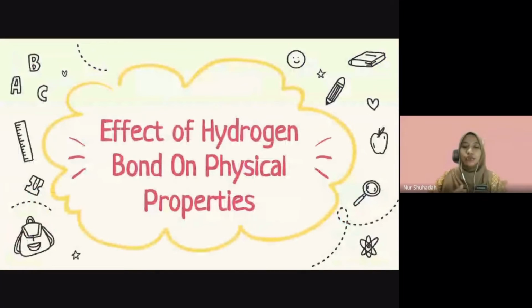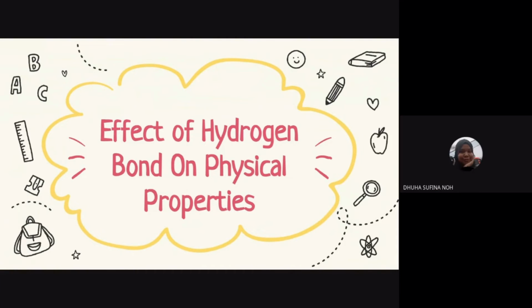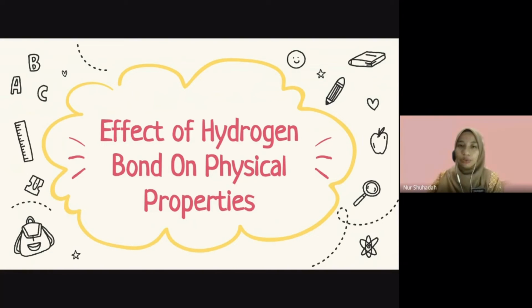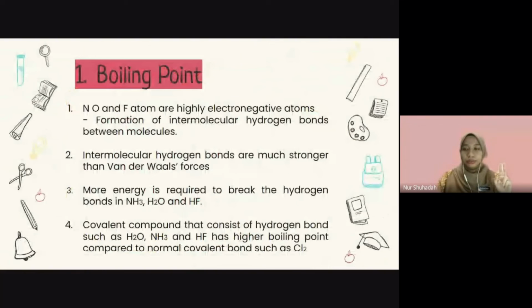So next, we will move forward to the effect of hydrogen bond on physical properties. Before that, does anyone have a question regarding the formation of hydrogen bond? No, teacher. Okay, so you can understand it well. So good. The effect of hydrogen bond on physical properties has two effects. First is boiling point and second is solubility. So first, I will explain boiling point.